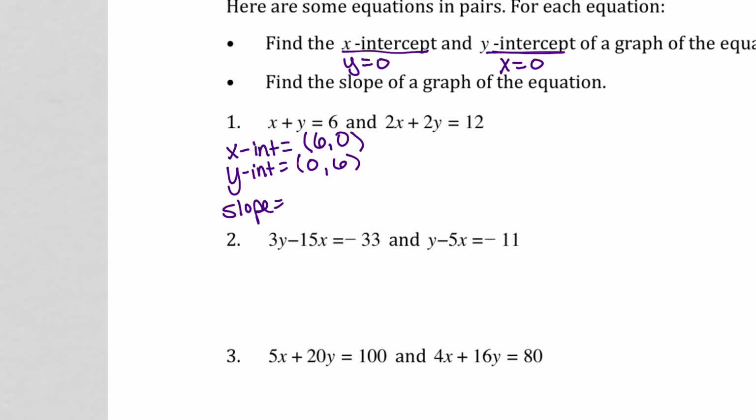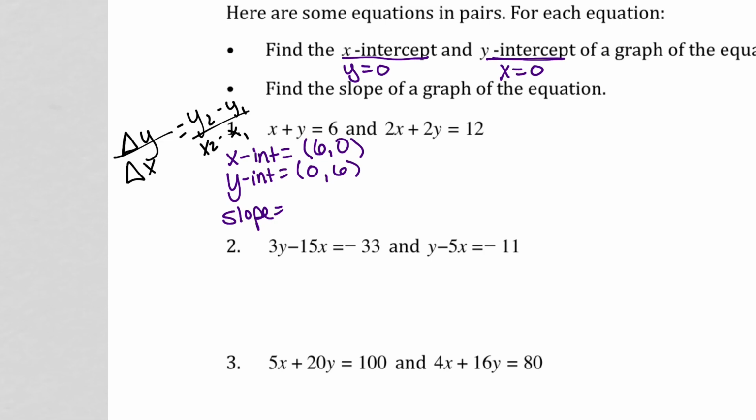Another way we can find slope, hopefully you guys have heard this before, is the change in y over the change in x. You guys remember doing that at all? No? Okay, so you should do y2 minus y1 over x2 minus x1. Does that sound more familiar?